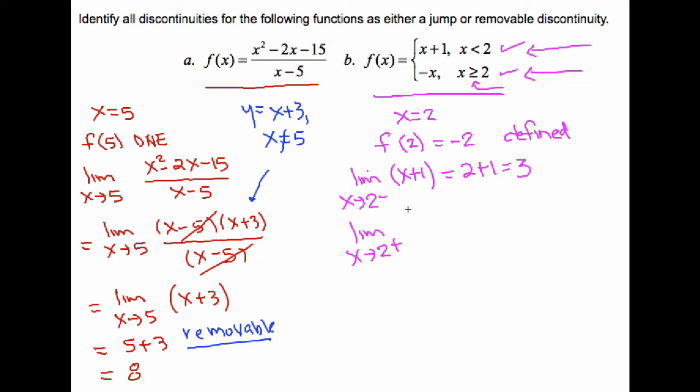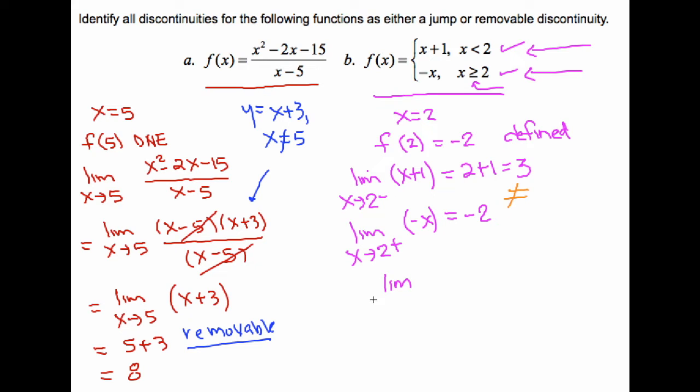I would use the function negative x. And again, I can evaluate directly. If I substitute a 2 in for x, I end up with negative 2. And now I ask myself, are the left and right-hand limits equal? And the answer is no, they're not equal at all. So that means my two-sided limit as x approaches 2 does not exist.